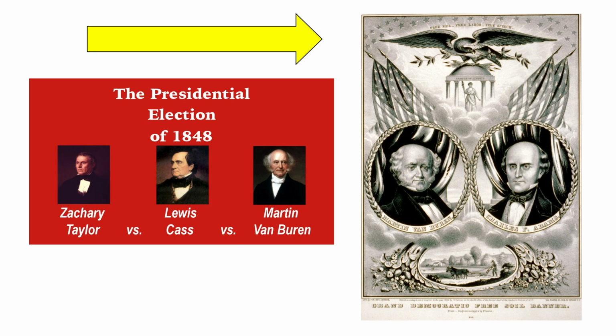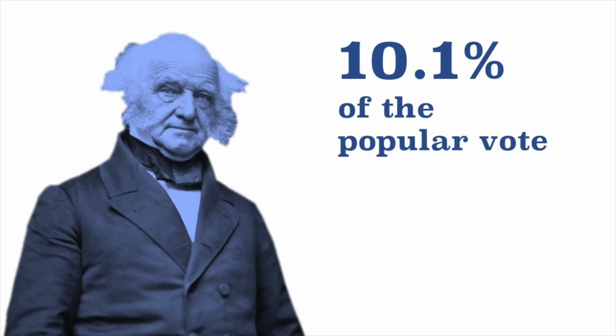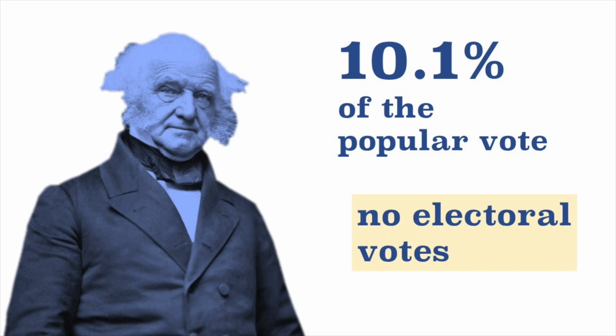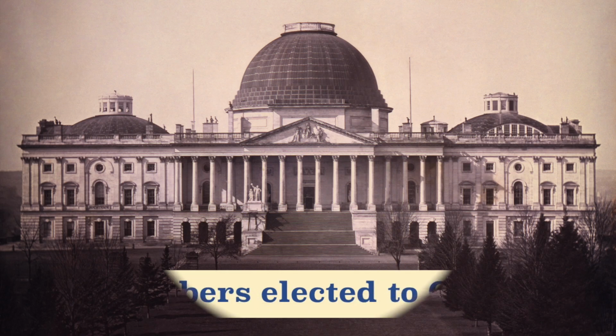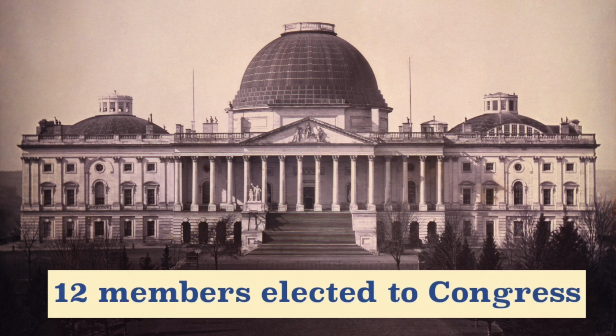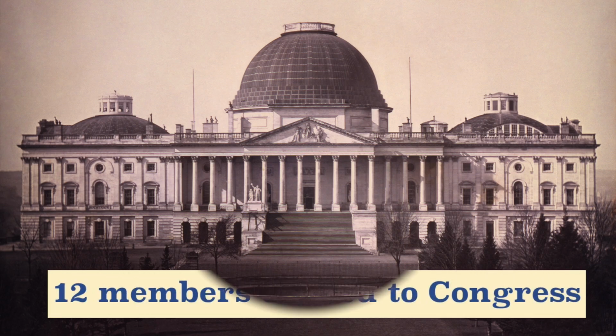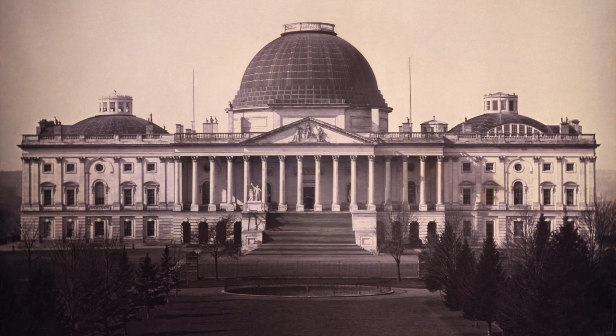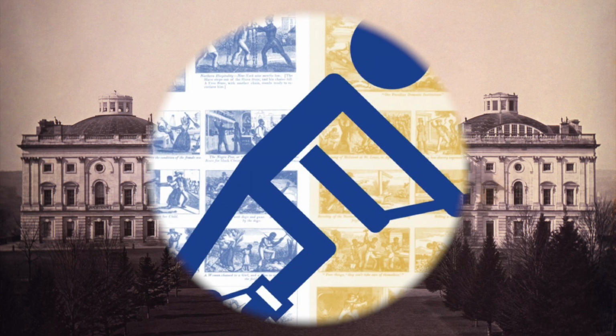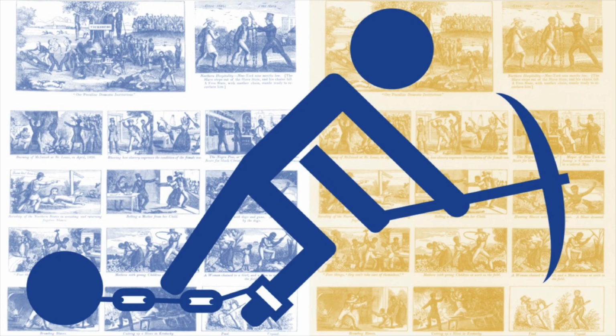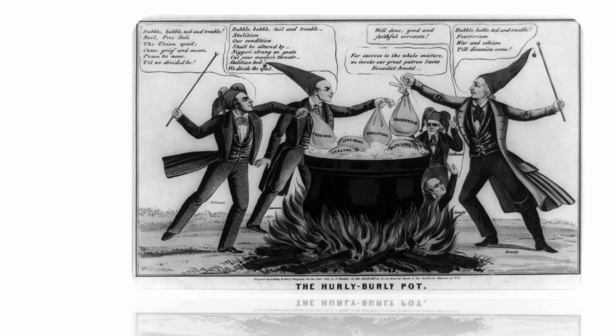Now, as you saw in that video, Van Buren lost the election of 1848, getting 10.1% of the popular vote and no electoral votes. But hey, guess what? The Free Soil Party was able to get 12 members elected to Congress that same election, as well as several more members getting elected to state government positions. Most importantly, the party had made slavery a central issue in American politics and raised awareness of the anti-slavery cause. So the Free Soil Party kept building.